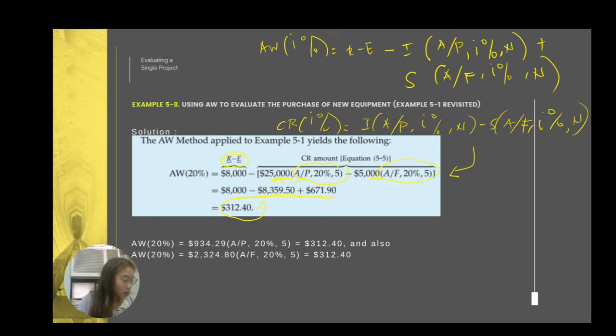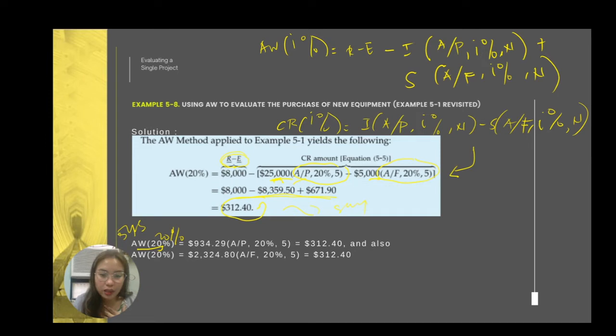Wait lang. Kay ang more manggod na given sa 5-1 is 20%. So here, AW 20% positive, the equipment more than pays for itself over a period of 5 years, while earning at 20%. In fact, the annual equipment surplus is 312.4, which means that the equipment provided more than a 20% return on the beginning of the year unrecovered investment. So this piece of equipment should be recommended as an attractive investment opportunity.